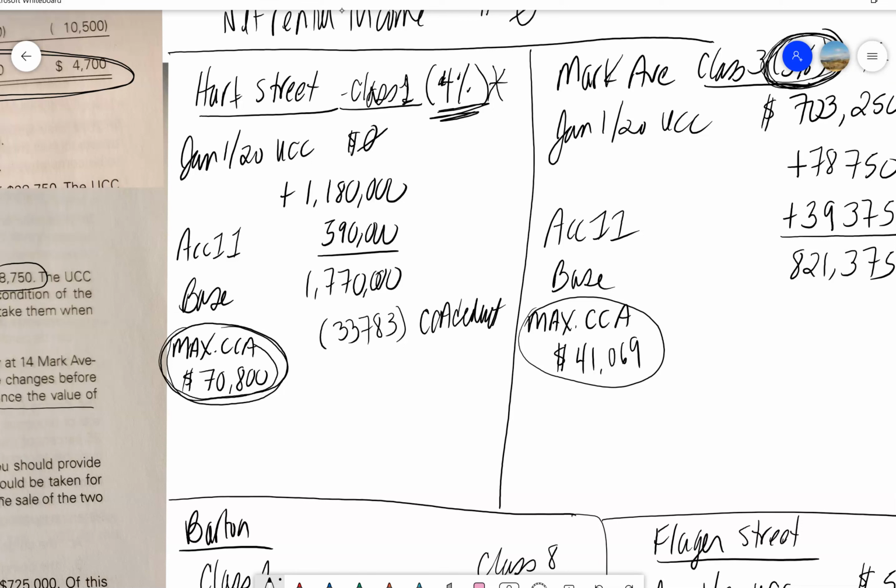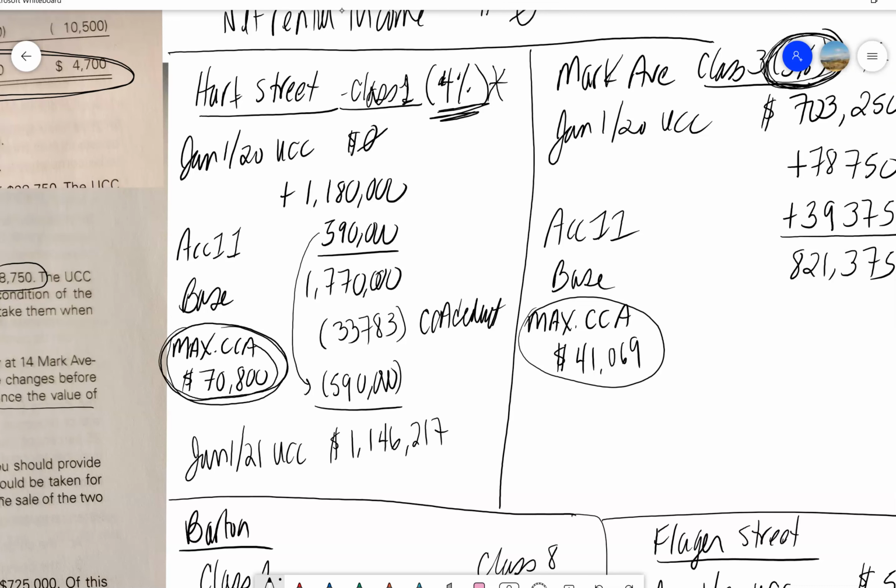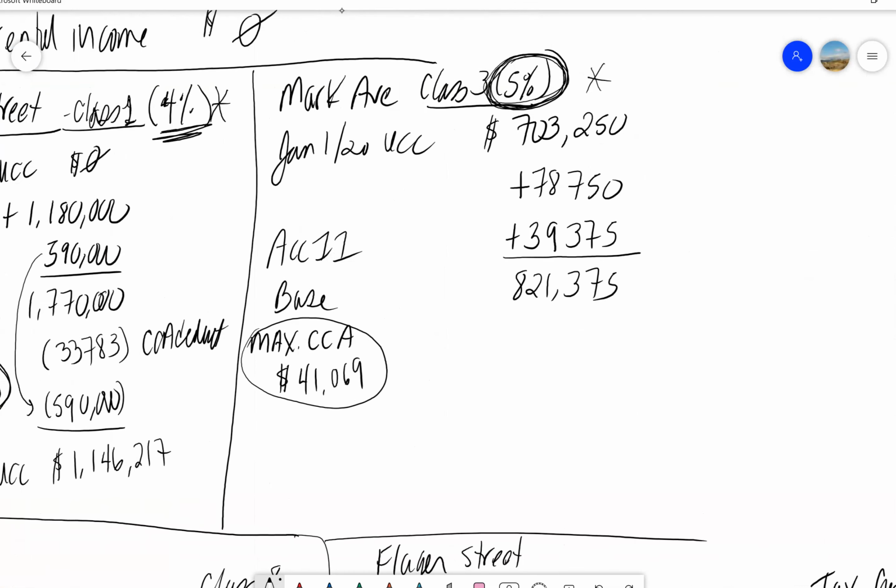And then to finish off the year, remember this accelerated investment incentive? We have to remove it now. And then this will give us the UCC going into next year. So we work through that calculation. The UCC going into next year is going to be $1,146,217.